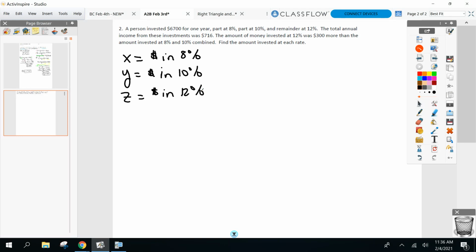Everyone ready for the 3 equations now? All right, $6,700 I put in total. So into the 8%, the 10%, and the 12%. All together, I put in $6,700. So I am not going to attach the percents here. All I'm going to say is the amount of money I put into the 8% with the amount of money I put into the 10 with the amount of money I put into the 12. In total, I put $6,700.